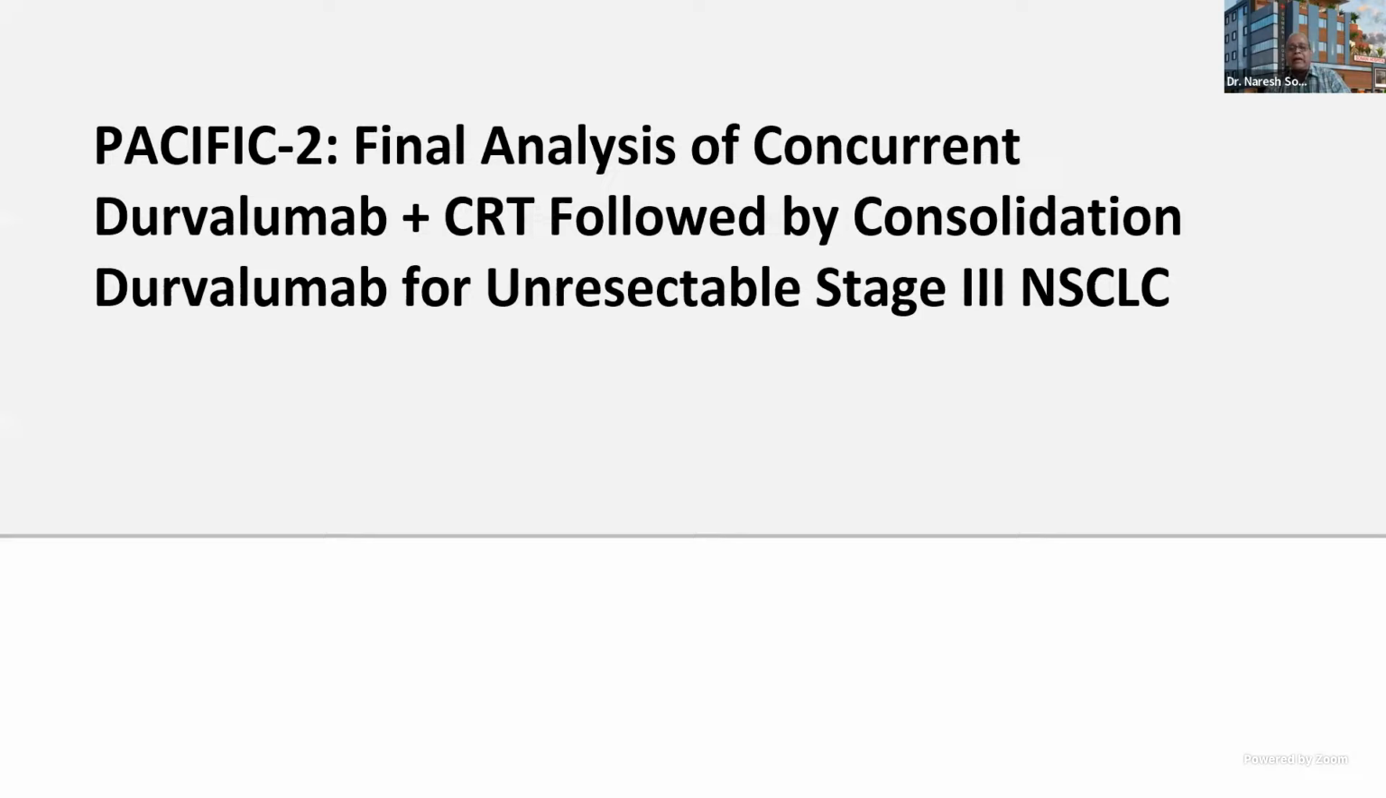Now, the PACIFIC trial, we have been practicing since the last 5 years or so. That is chemo plus RT in stage 3 inoperable patients who are suitable for local therapy, followed by immunotherapy durvalumab for a specified period of time. To understand the best time to start the immuno-oncology drug concurrent with chemoradiotherapy, PACIFIC 2 was designed. That is concurrent chemoradiation plus upfront durvalumab, and then continuation of durvalumab as maintenance therapy in unresectable stage 3 patients.